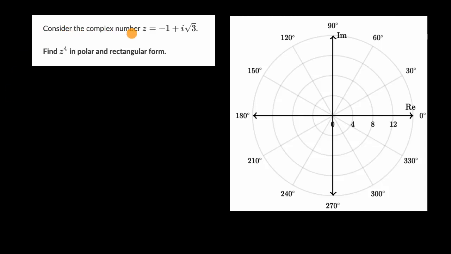We're told to consider the complex number z is equal to -1 plus i times the square root of 3. Find z to the fourth in polar and rectangular form. So pause this video and see if you can figure that out. All right, now let's work through this together.